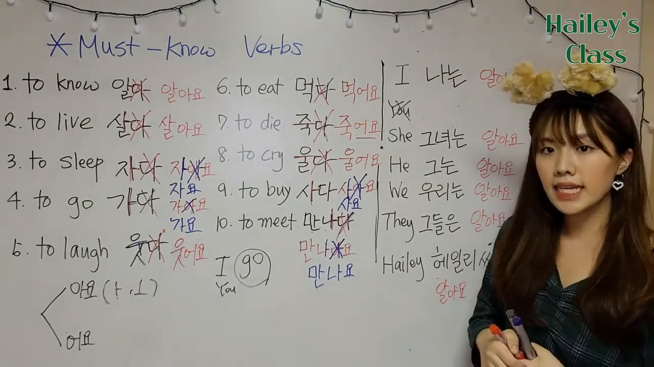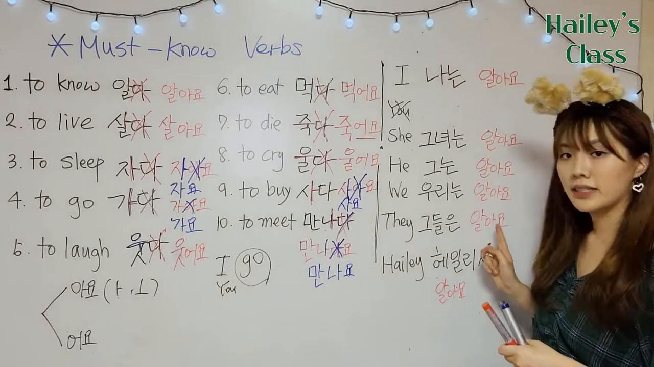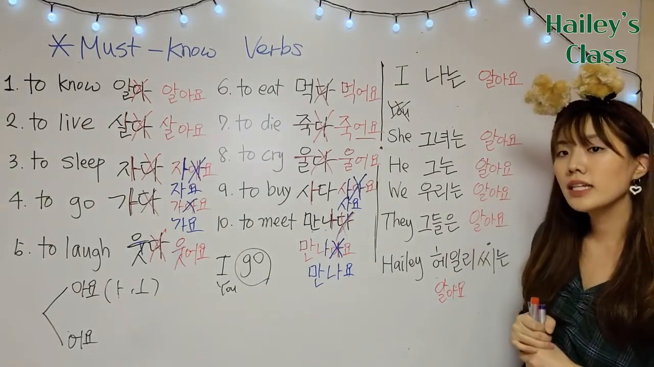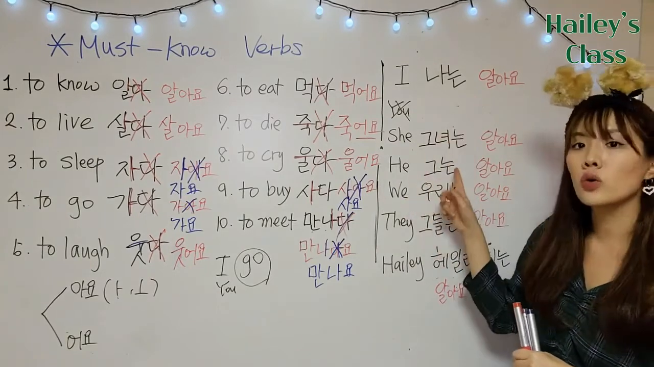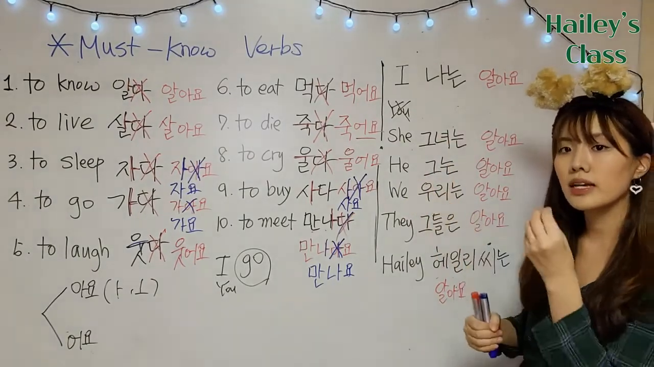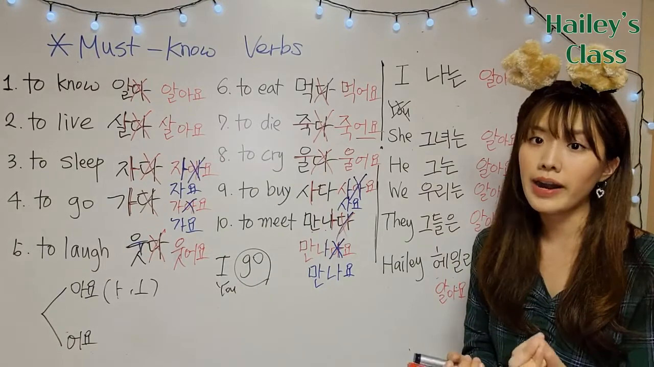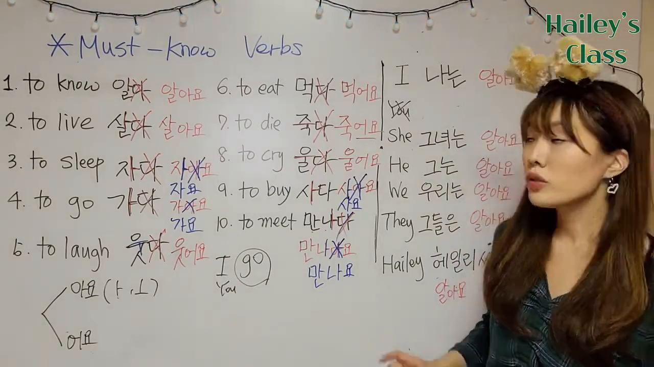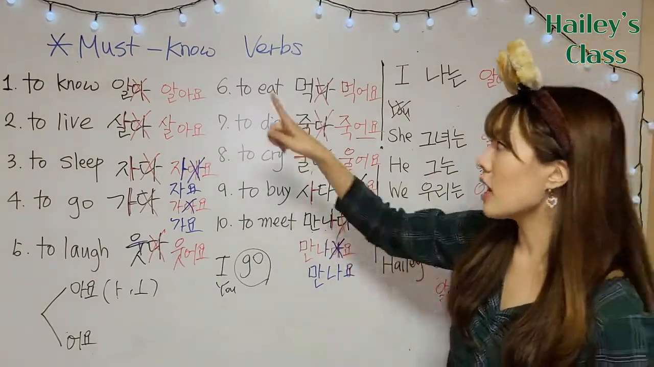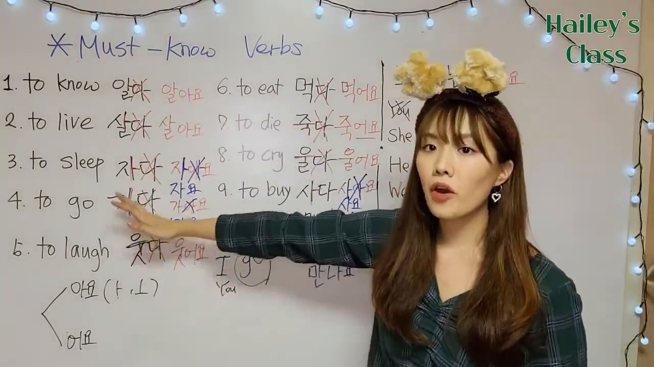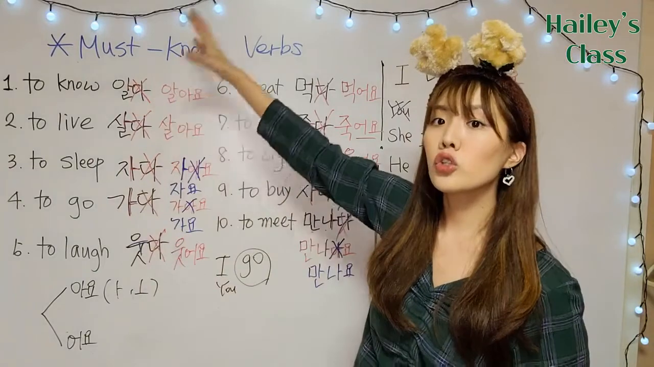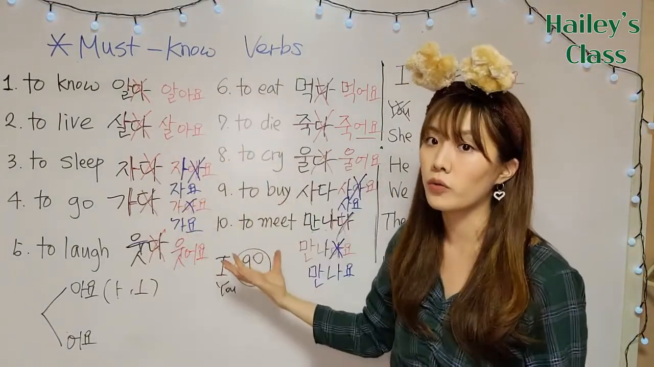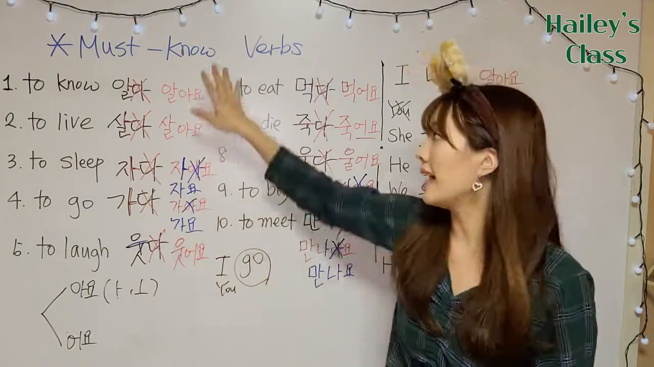So as you can see here, there is no difference, right? In English, it's I know, she knows, he knows. There is a little bit of difference with the verbs, right? But in Korean, there is no difference in verbs. The only thing you have to care about is changing from the dictionary form to the informal form or semi-formal or formal form. Just change the last part.